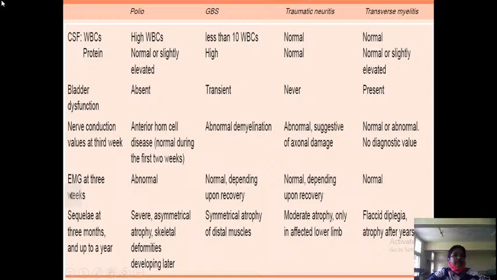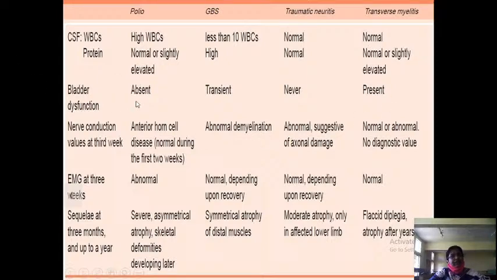Now, when we do the investigations, how will it be? Like in CSF, WBC, now this is very important again. In polio, there will be a high WBC count, with normal or slightly elevated protein with respect to the elevated WBCs. But in GBS, the WBCs are less and the protein is more, which is known as the albuminocytological dissociation. Okay, this is classic of GBS. Then in traumatic neuritis, CSF will be normal, WBC is normal and protein also normal, and transverse myelitis is also somewhat similar.